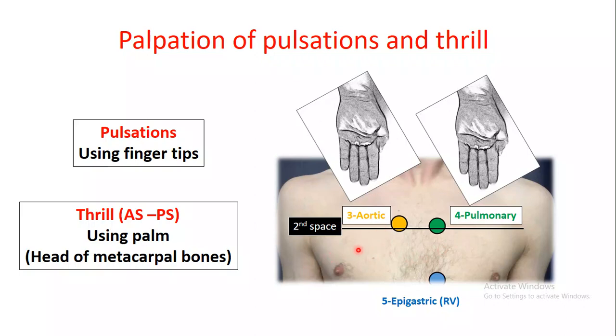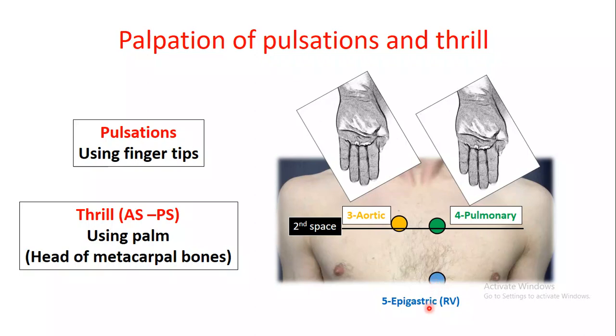And again, palpating this area with the head of the metacarpal bone for a thrill. A thrill in the pulmonary area is usually caused by obstruction, that is pulmonary stenosis, and in the aortic area caused by aortic stenosis. The final site to palpate pulsation is the epigastrium.